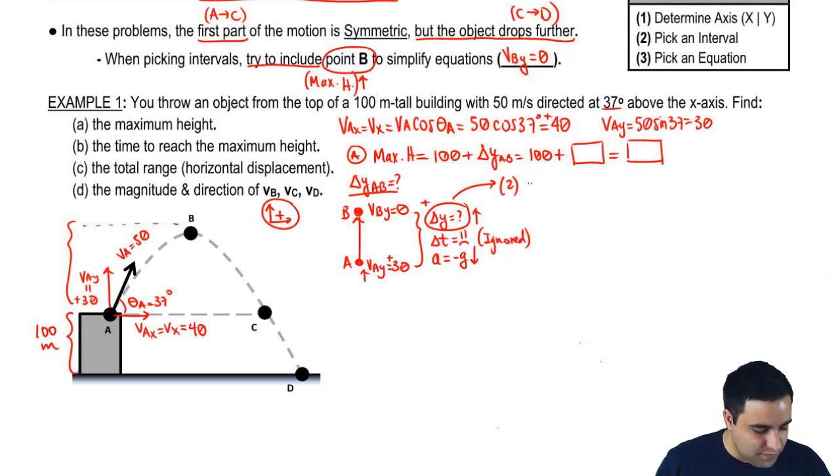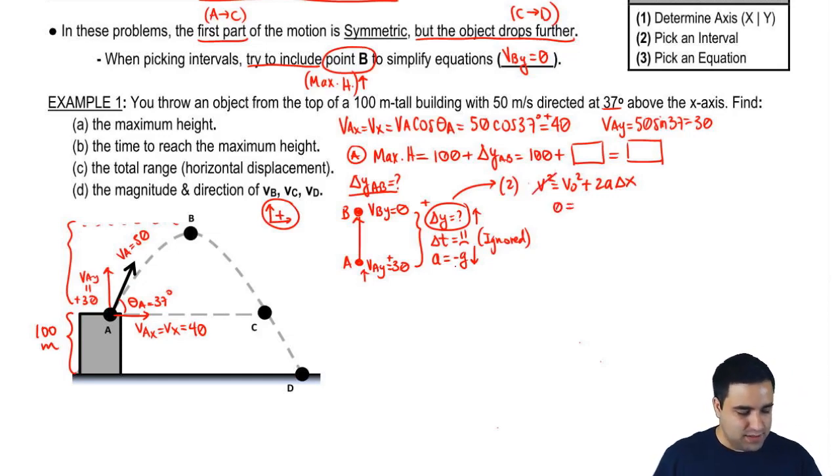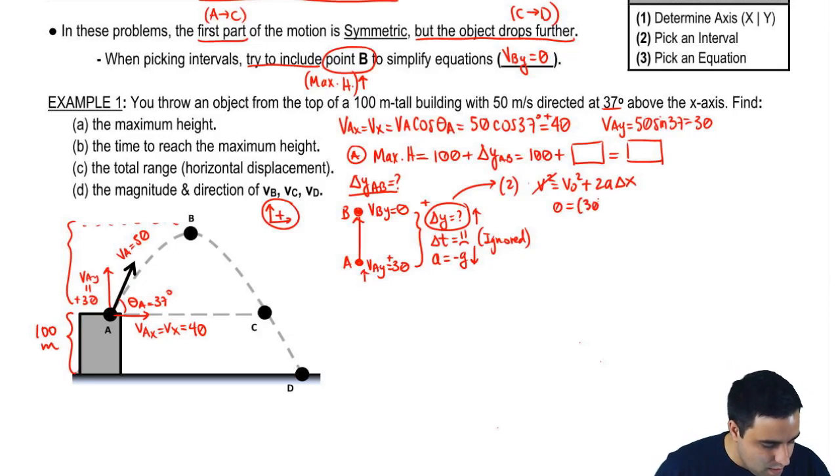So the final velocity squared equals the initial velocity squared plus 2a delta x. But we're in the y-axis, and the final velocity in the y-axis is 0. The initial velocity in the y-axis is 30. The acceleration is negative 9.8. And delta y is what I'm looking for.